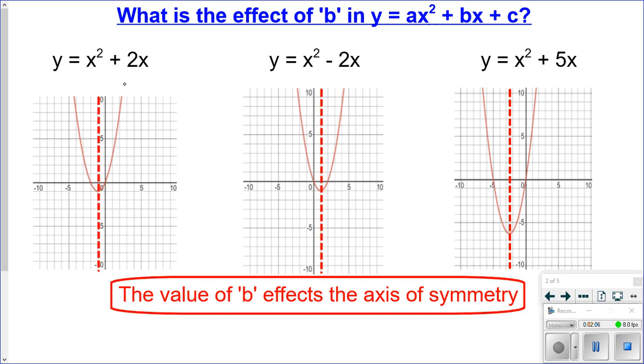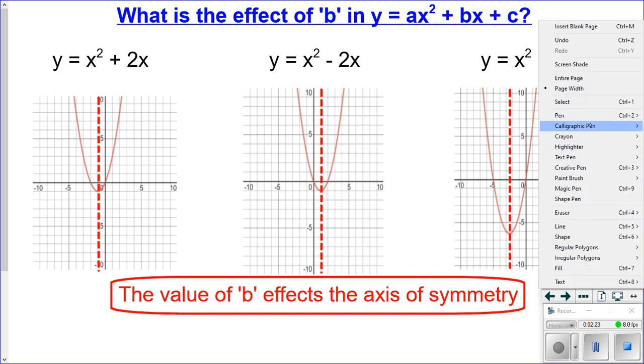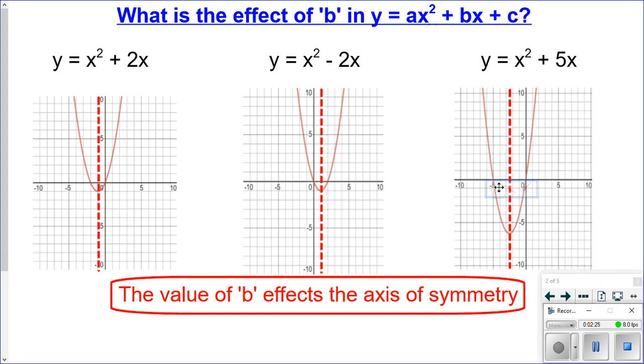But more importantly, if you look at these, x squared plus 2x, x squared minus 2x, and x squared plus 5x, the dashed red line here I added is called the axis of symmetry. Again, we talked about that in a previous lesson, but let's just add that. So this red dashed line here is called the axis of symmetry.